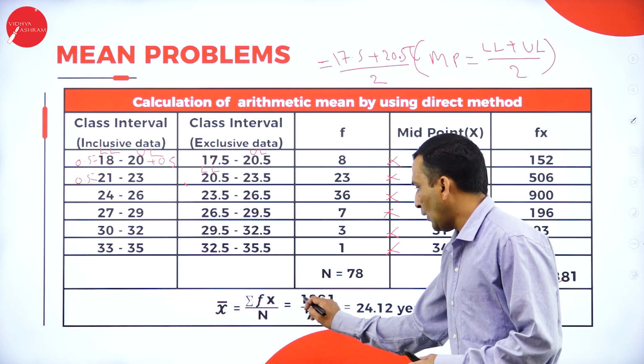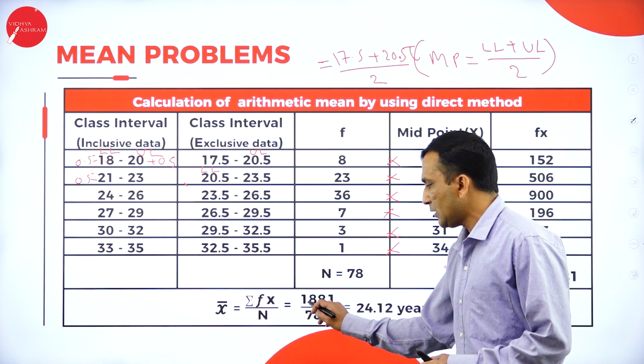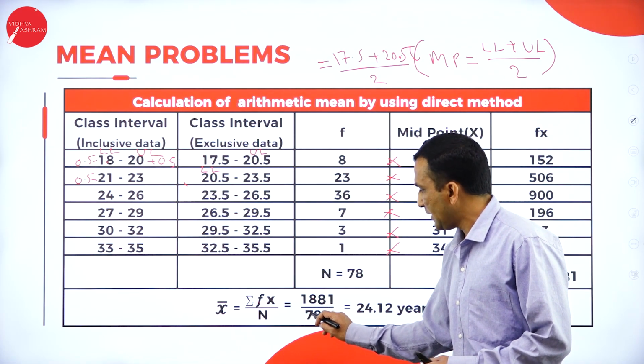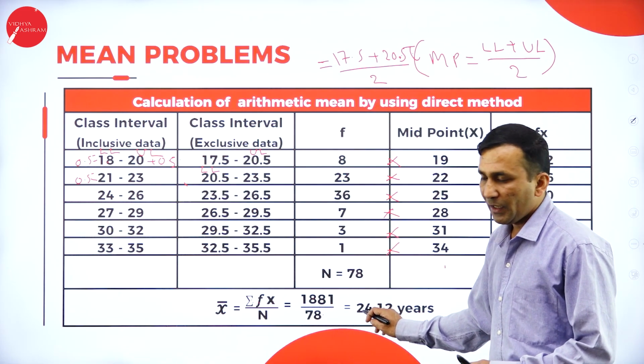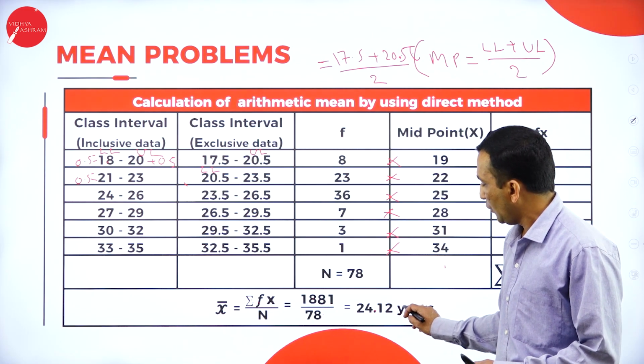So 1881 divided by 72, the total frequency I am getting. So finally my answer is 24.12 years.